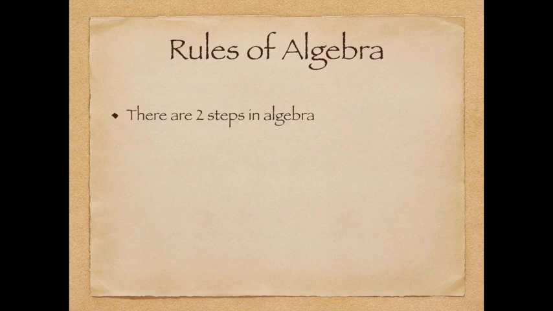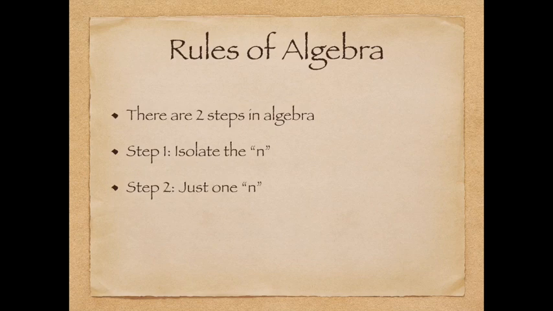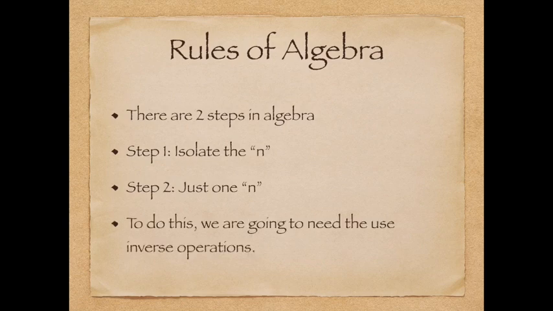There are 2 steps in algebra. We know that step 1 is to isolate the n, get the n or the variable all by itself. And then step 2 is to get down or up to just one of them. We can't have 6 of them. We can't have a fraction of them. They have to be just one, a solid 1. And of course, we know that in order to do this, we're going to use the opposite operation or the inverse operation of whatever is sitting there staring at us.